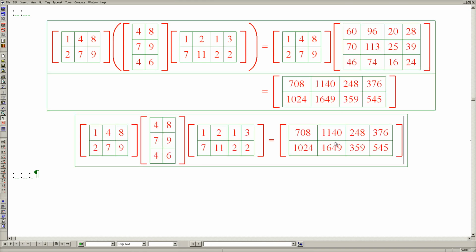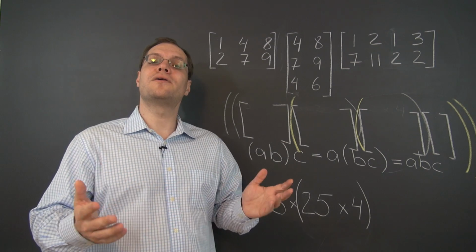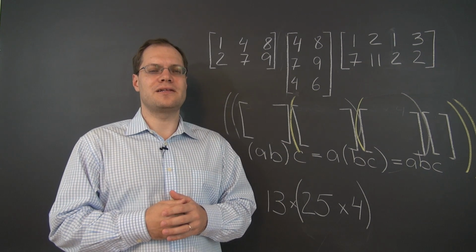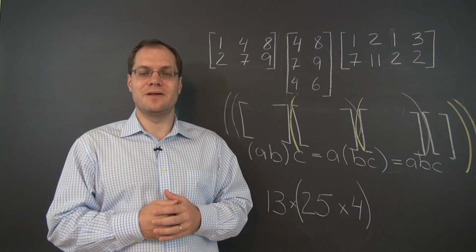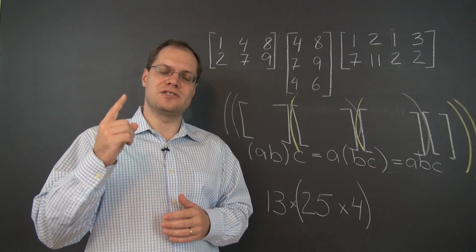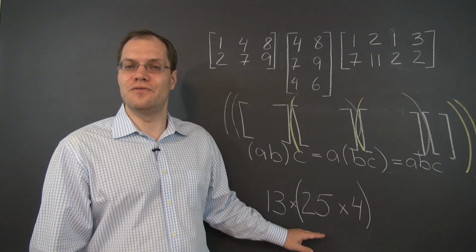So there we go. That's our illustration of associativity, or the associative property of matrix multiplication. All right, there you go. Next we'll talk about commutativity, or the commutative property of matrix multiplication. And it'll be one aspect in which it's not like multiplication of ordinary numbers.